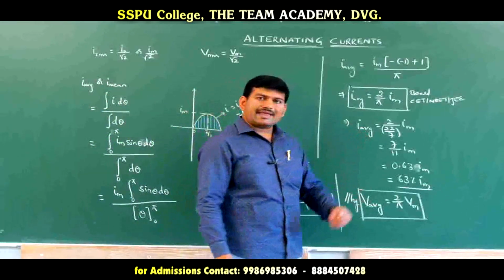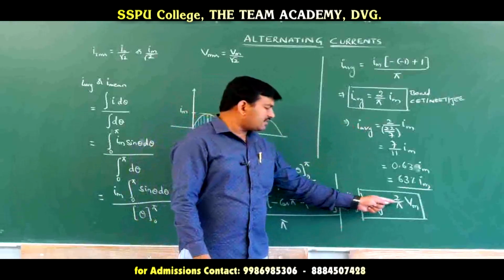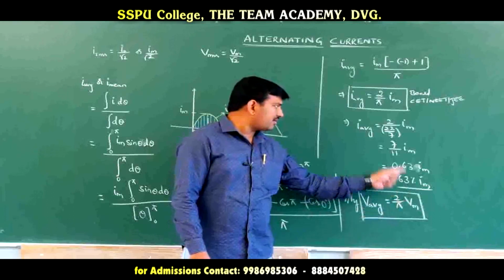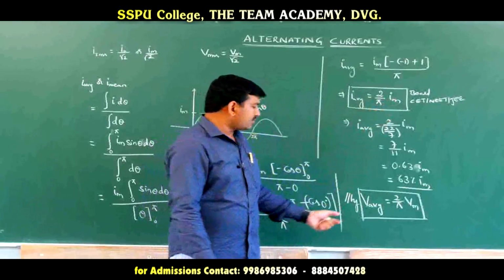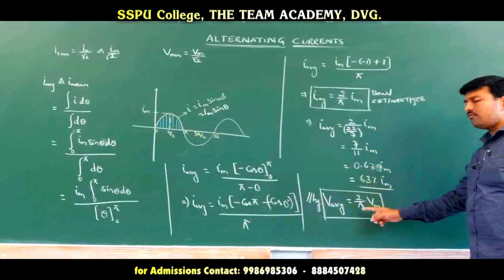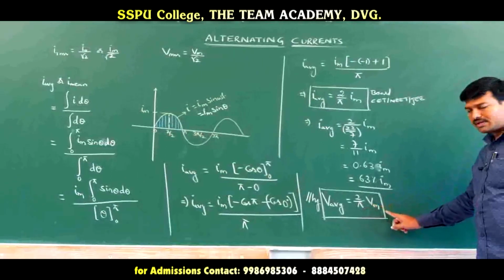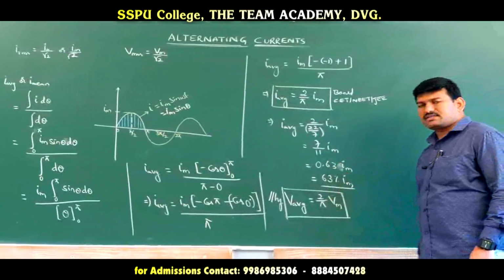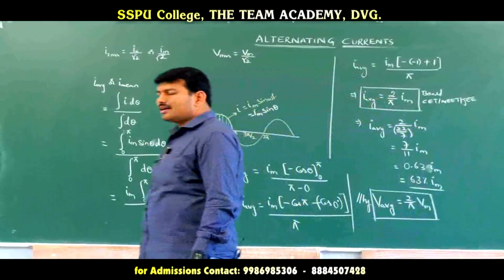In a similar way, I average is equal to 2 by pi into Im, and V average is equal to 2 by pi into Vm. Is it clear? So this is about the average value of current and average value of voltage. Average voltage is equal to how much percentage of the peak voltage? It is equal to 63% of the peak voltage. This is how we are calculating the average current.